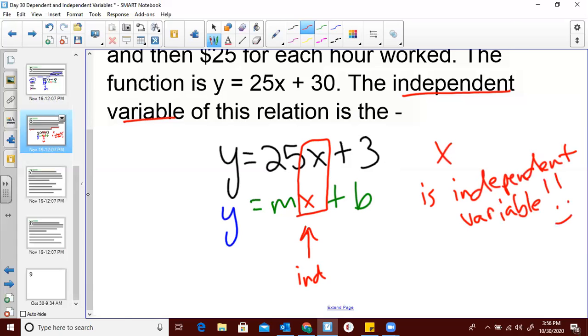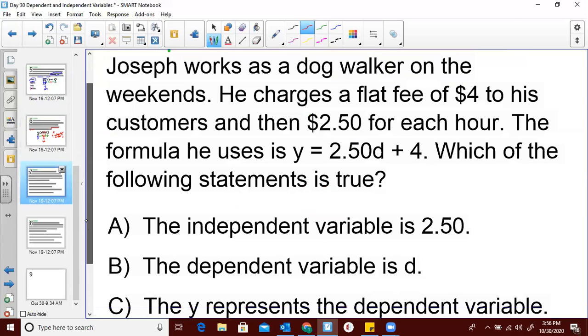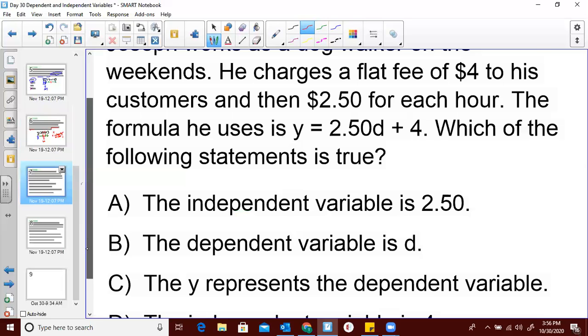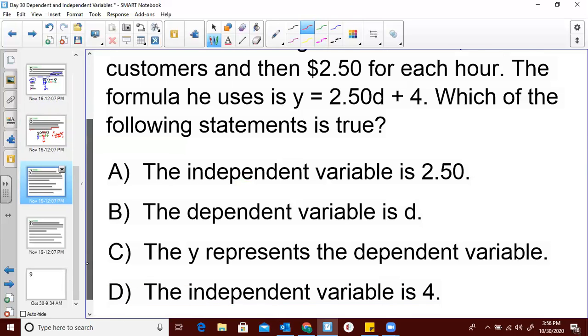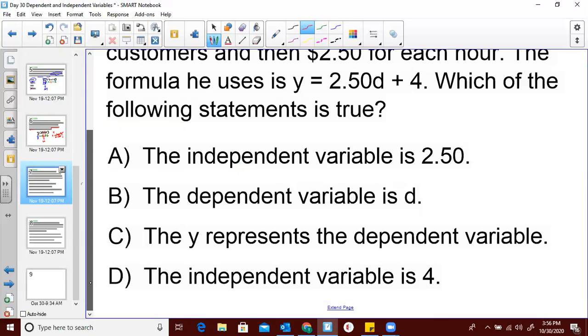All right, Joseph works as a dog walker on the weekends. He charges a flat fee of $4 to his customers and then $2.50 for each hour. The formula he uses is y equals 2.50d plus 4. Which of the following statements is true? All right, I've told you a variable is never going to be a number, so A's out. A variable is never going to be a number, so D's out. So we're left with B and C. And you can see here that both of them are asking for the dependent variable.